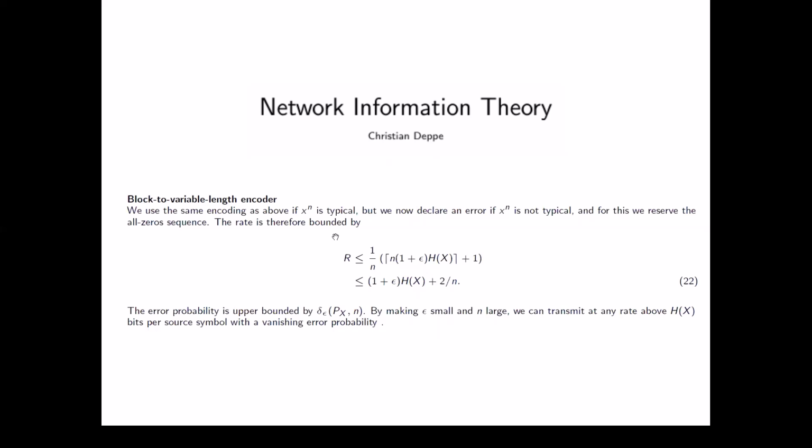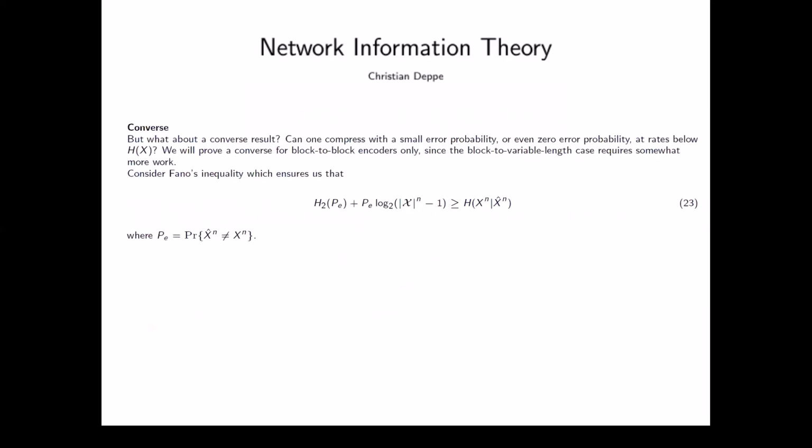So therefore, we can bound the rate by 1 over n, and now we have n times (1 plus epsilon) H(X), and we have this one all 0 sequence here, plus 1. And if we estimate this, we get here (1 plus epsilon) times entropy of X plus 2 over n. And the error probability again is bounded by delta epsilon of delta epsilon. So again, we can send H(X) symbols.